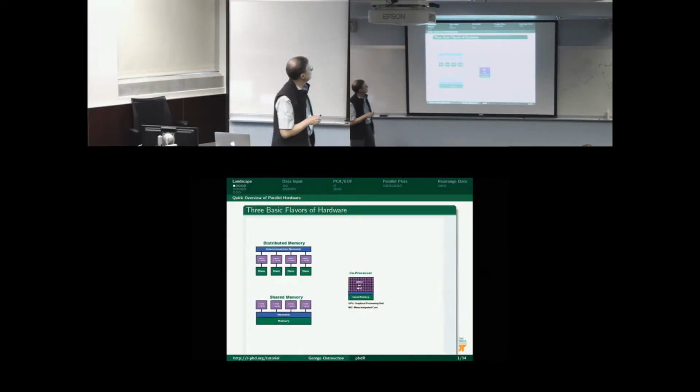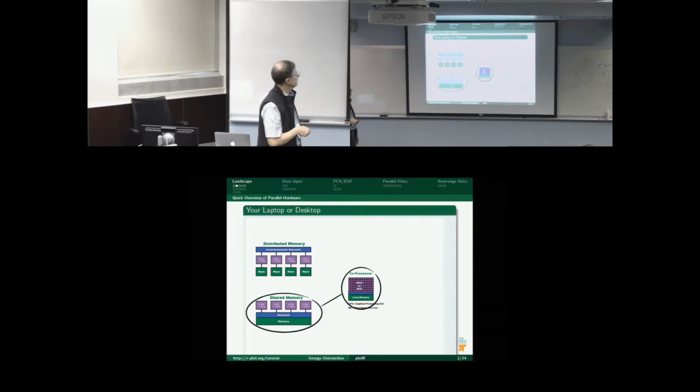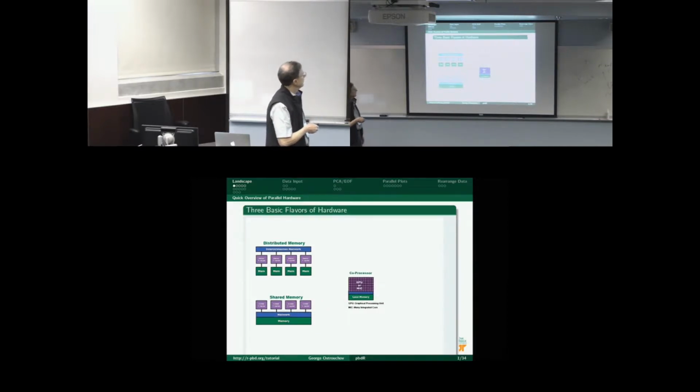So a quick overview. We'll begin with parallel hardware. I find this useful with non-computer science audiences: basically there are three flavors of parallel hardware. And just to make things look familiar, your laptop is these two put together. You have a multi-core chip in there with 2 or 4 cores, and you have a graphics card. And that's your laptop or your desktop.